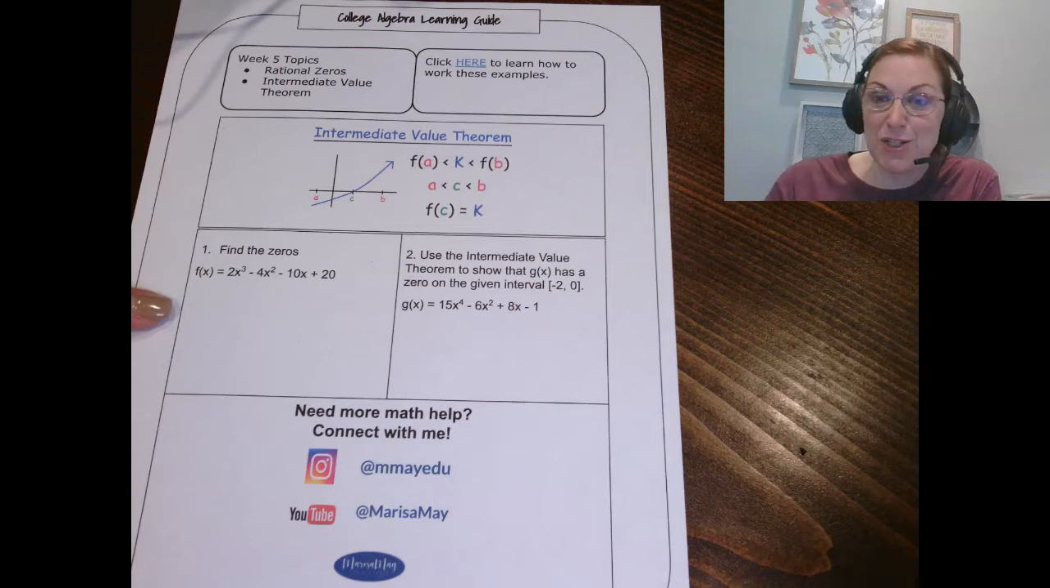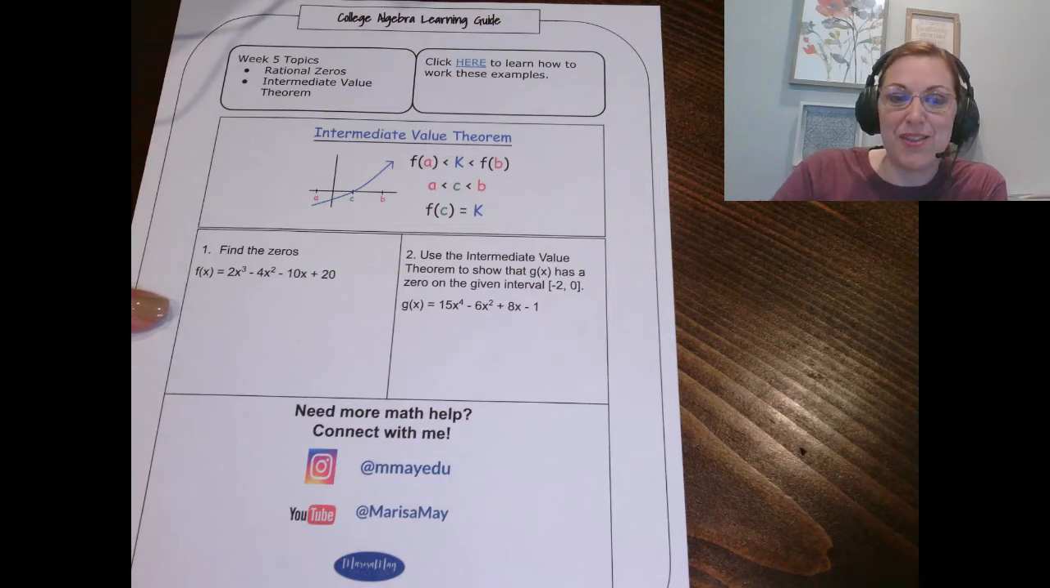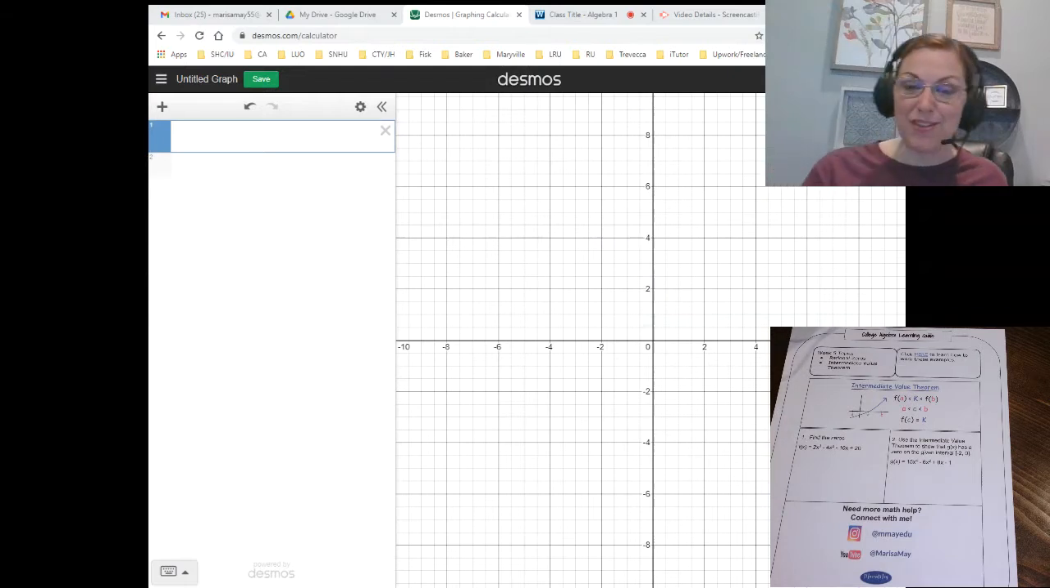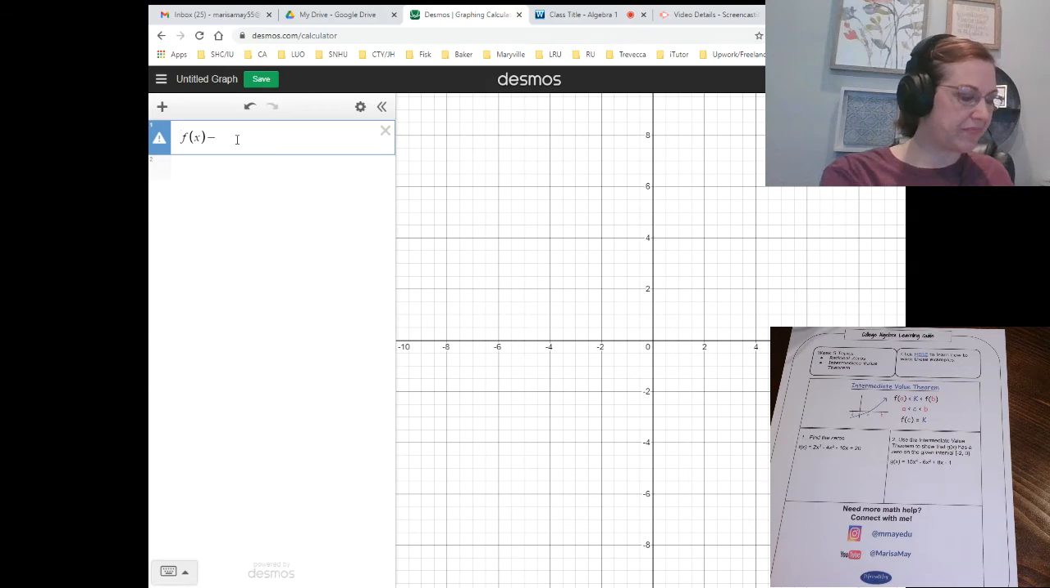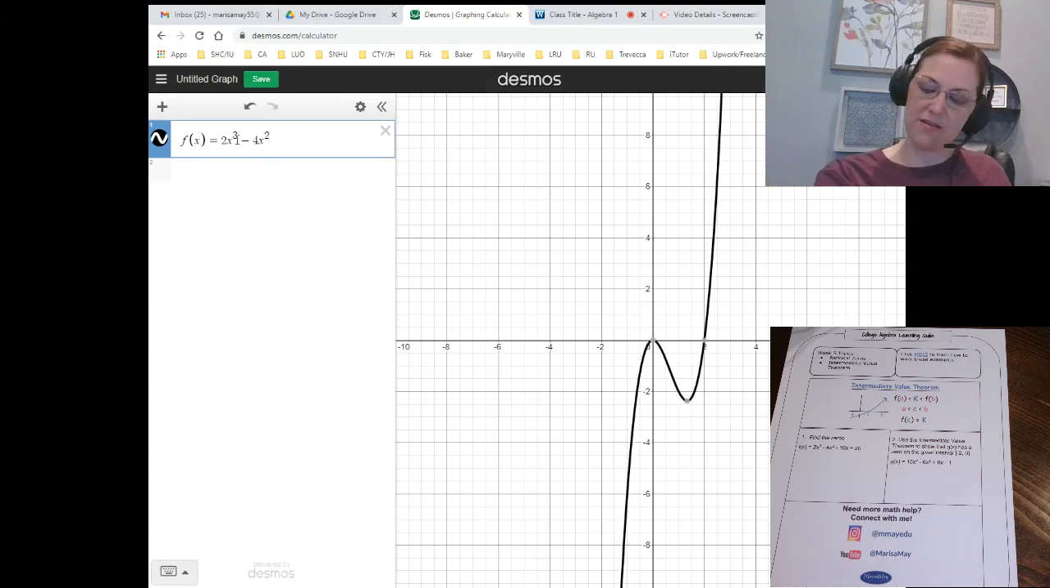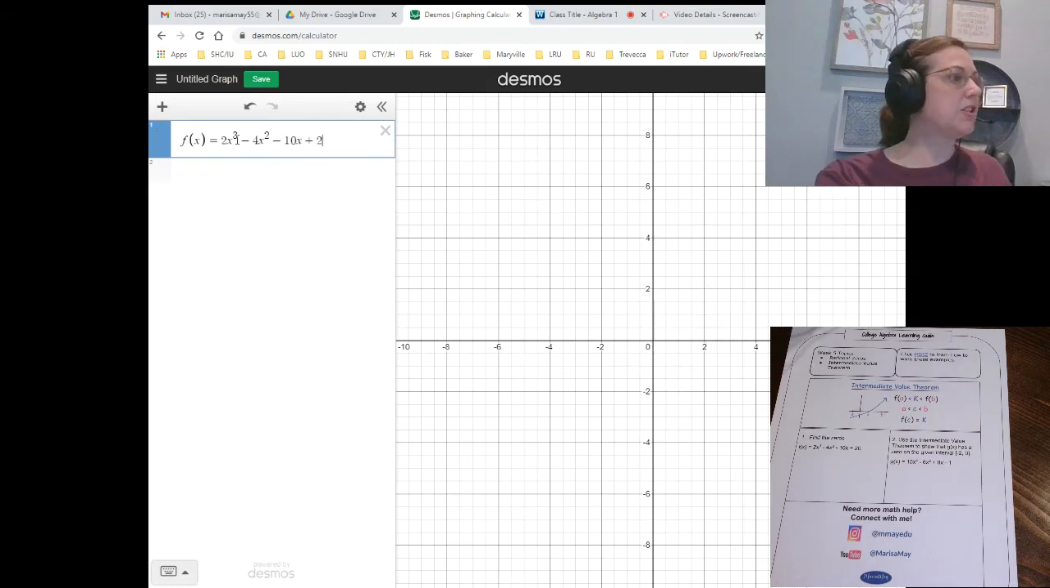Now, if you have been watching any of my videos for the college algebra learning guide, you know I'm a good fan of the Desmos graphing calculator. So I'll be sure and put the link to Desmos below. That way you can access it 100% free. And we're going to just put this function right in the Desmos graphing calculator. Let's see, 2x to the third minus 4x squared minus 10x plus 20.